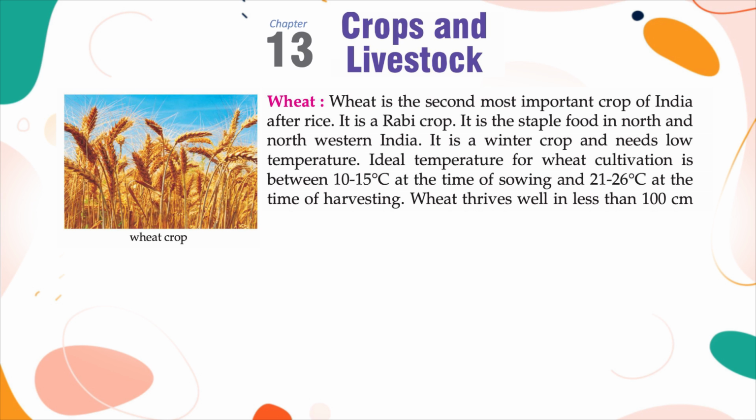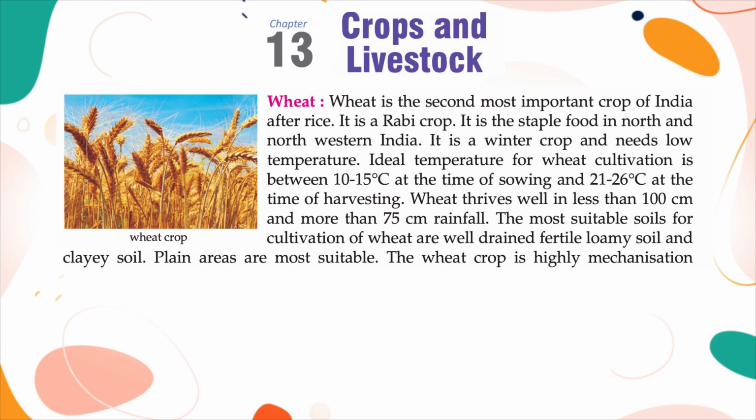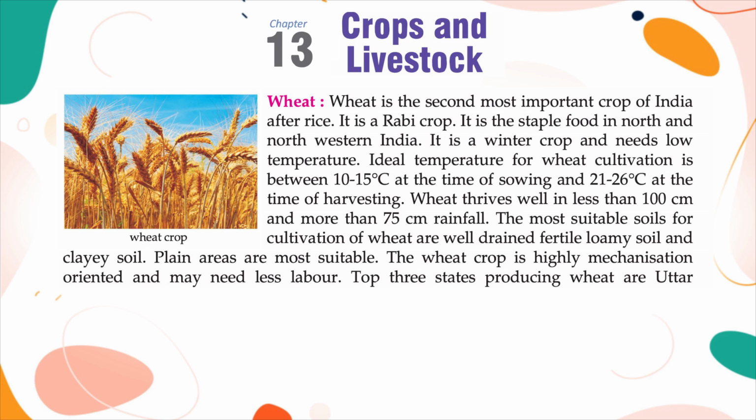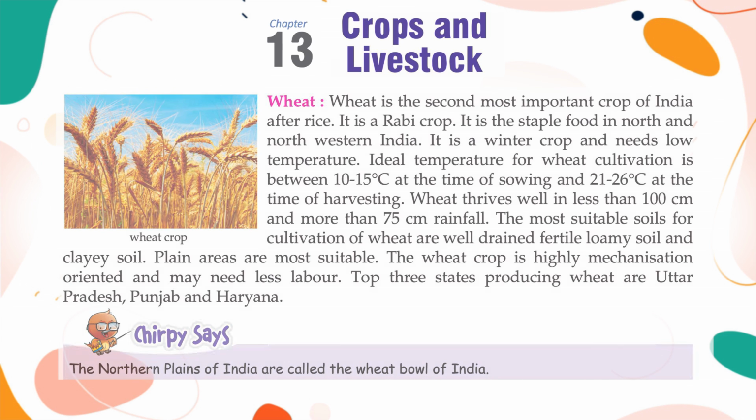Wheat thrives well in less than 100 cm and more than 75 cm rainfall. The most suitable soils for cultivation of wheat are well-drained fertile loamy soil and clayey soil. Plain areas are most suitable. The wheat crop is highly mechanization-oriented and may need less labor. Top 3 states producing wheat are Uttar Pradesh, Punjab and Haryana. Chirpy says, the northern plains of India are called the wheat bowl of India.